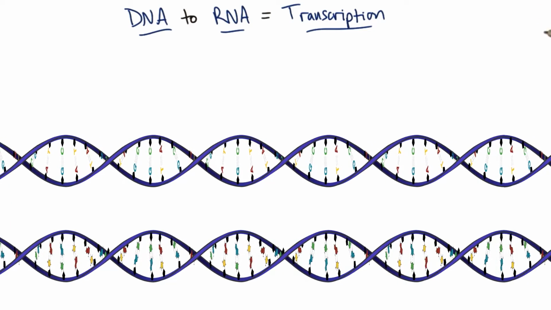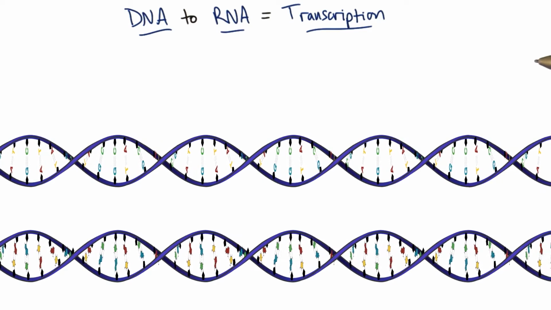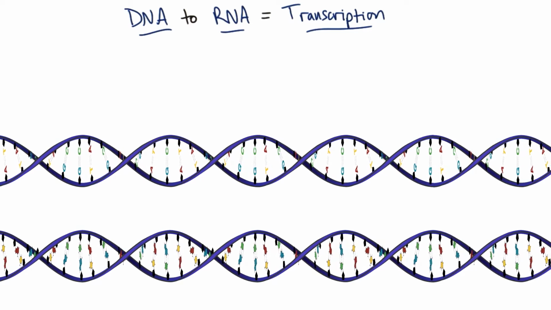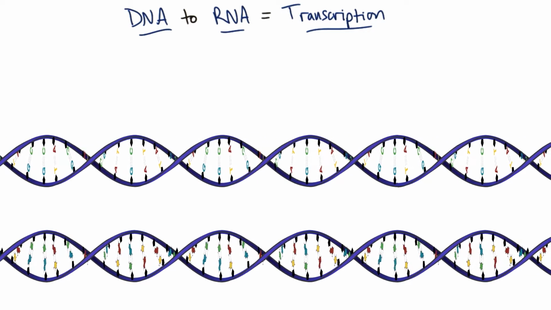Okay, it's actually time for us to finally start trying to turn our ABO gene into an ABO protein. And the first thing we're going to do is go from DNA to RNA, which is the first step of the central dogma, via the process of transcription.